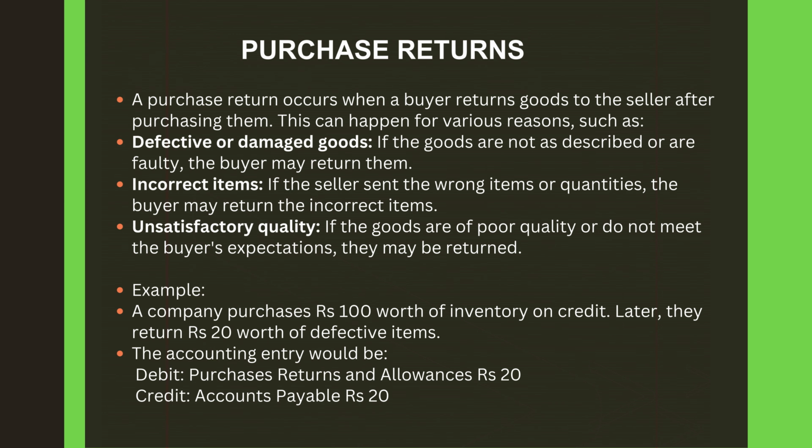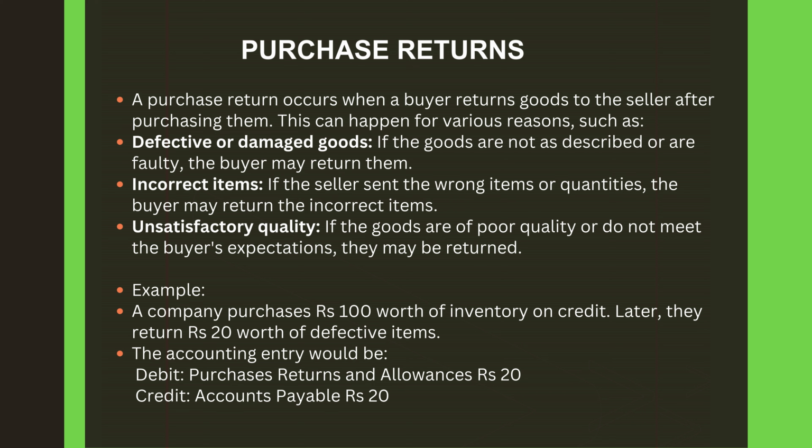Purchase return. A purchase return occurs when a buyer returns goods to the seller after purchasing them. This can happen for various reasons, such as defective or damaged goods. If the goods are not as described or are faulty, the buyer may return them. Incorrect items. If the seller sent the wrong items or quantities, the buyer may return the incorrect items. Unsatisfactory quality. If the goods are of poor quality or do not meet the buyer's expectations, then they may be returned.